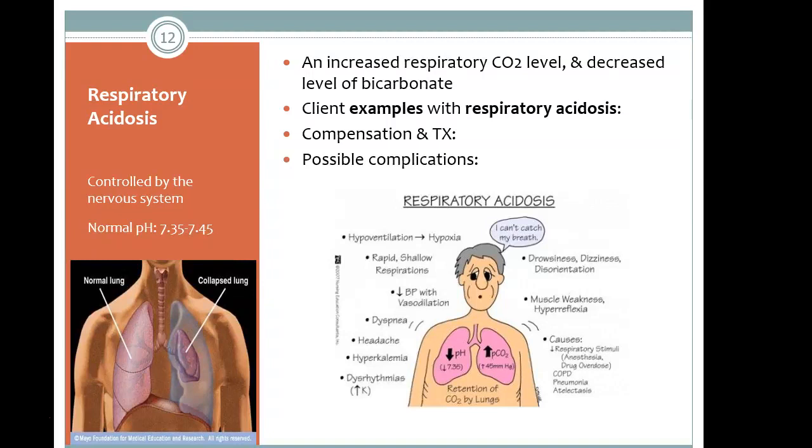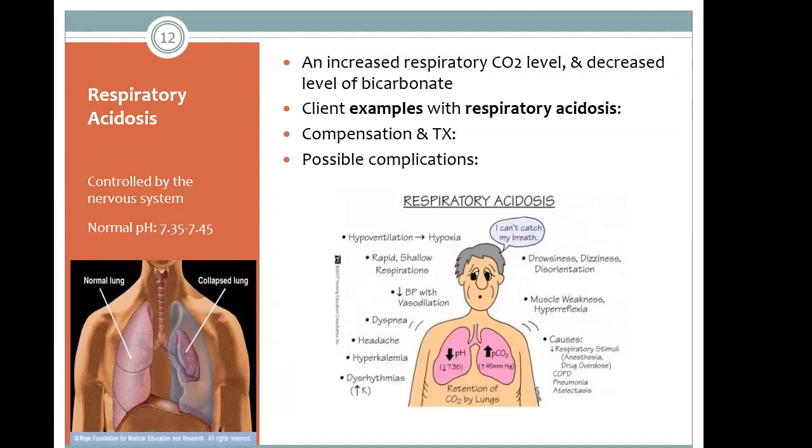The shortness of breath will manifest initially in a headache, and if this respiratory acidotic state is continued, the patient will be drowsy, dizzy, and then will continue to become disoriented, may become combative, and semi-conscious, and then unconscious. Patients who are respiratory acidotic will be hyperkalemic. Therefore, you will see dysrhythmias with patients who have respiratory acidosis. Additionally, we will see muscle weakness as well as hyperreflexia.